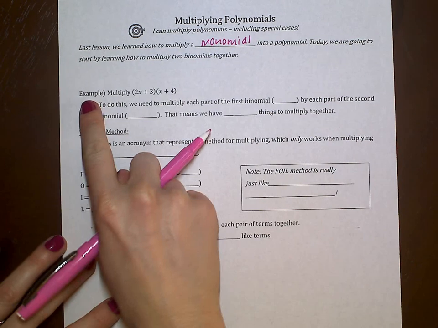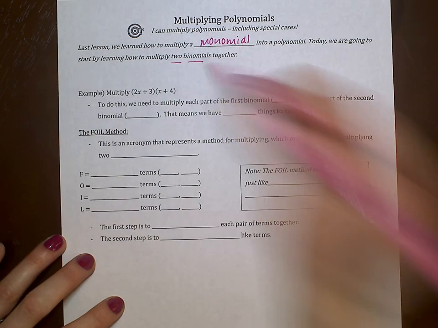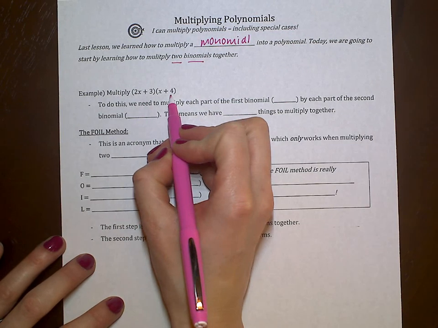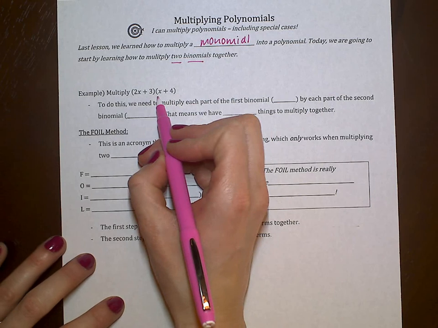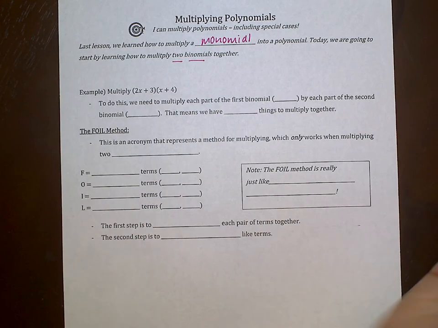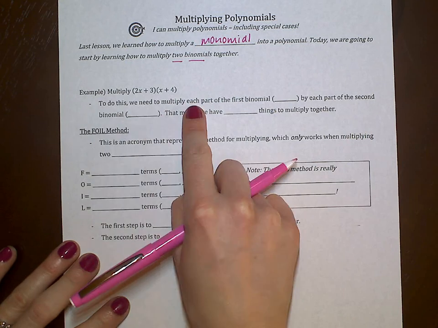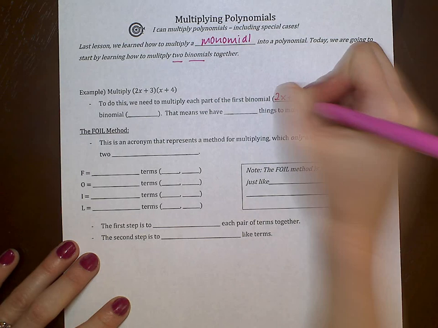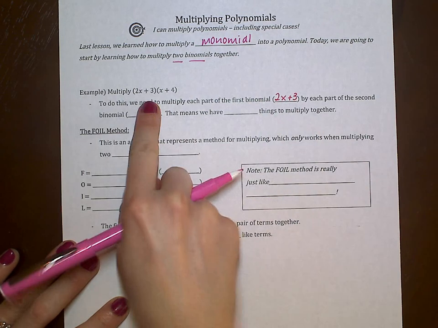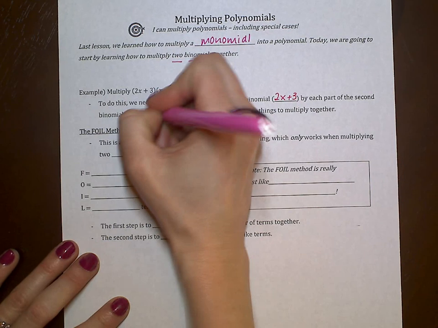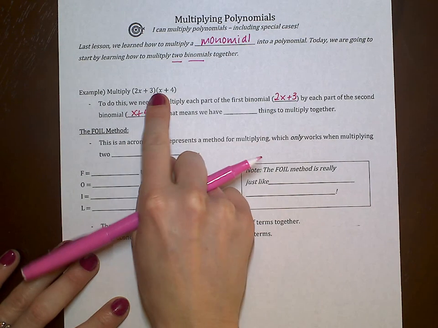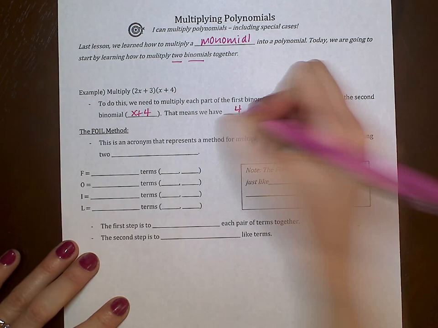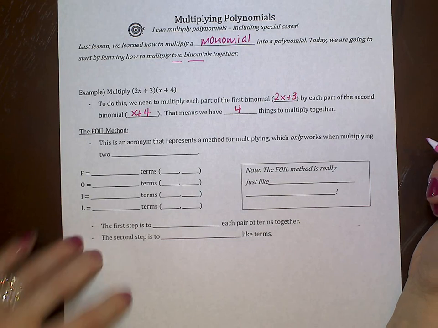So if you look at the first example, it's exactly what we said, multiplying two binomials. So this first set of parentheses has two terms, and so does the second set. So binomial, two terms. So that's what we're going to be doing to start. Now, to do this, we need to multiply each part of the first binomial, which is 2x plus 3, by each part of the second binomial, which is x plus 4. So these two terms need to be multiplied by these two terms. So basically, that's going to leave us with 4 different terms or 4 different things to multiply.